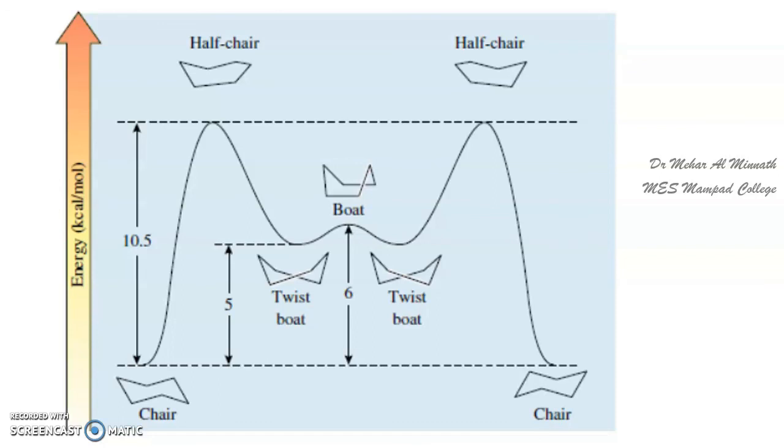Now, if you are a hardcore stereochemist, you will say that twist boat is the conformer of cyclohexane. Twist boat and chair form are the conformers of cyclohexane, rather than saying boat and chair.